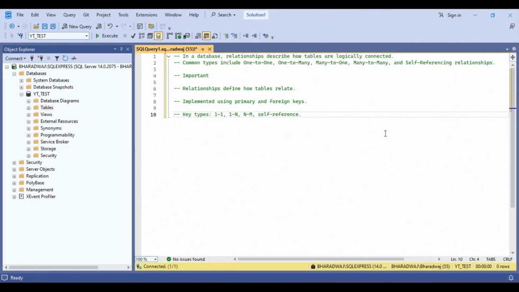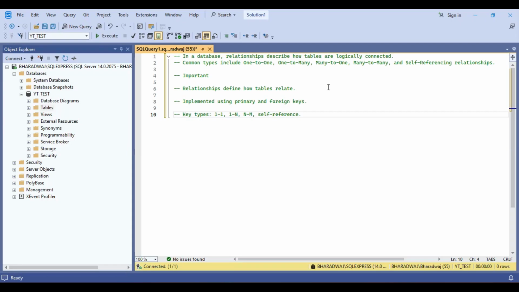Hello everyone. Today let's discuss the different types of relationships between entities, right? So basically, let's go with the definition part first. In a database, relationships describe how tables are logically connected.